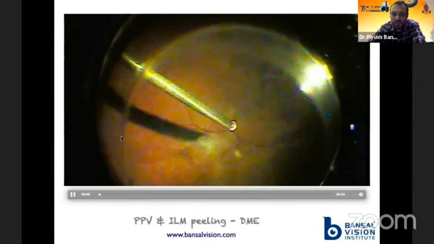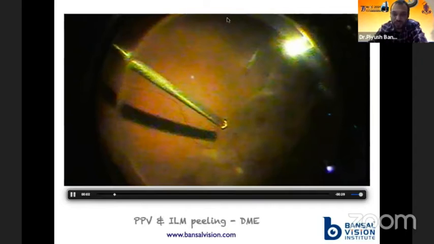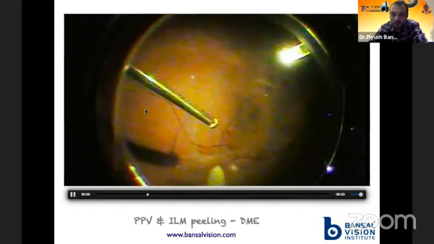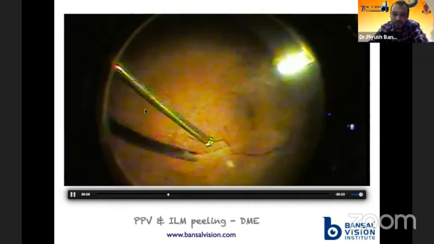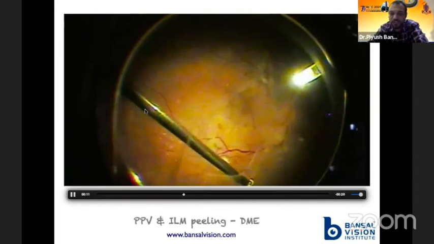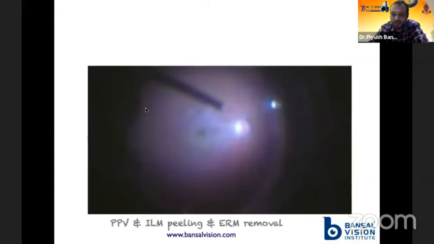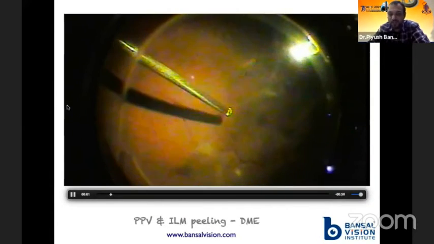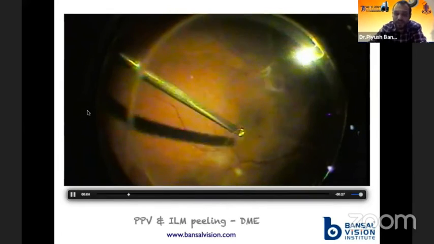So this is post cataract removal in this particular case. This was a diabetic patient who also required an ILM peeling since he did not respond to multiple injections, and the edema just wouldn't settle down. So post-cataract surgery, it was a good idea to do ILM peeling in such a situation.